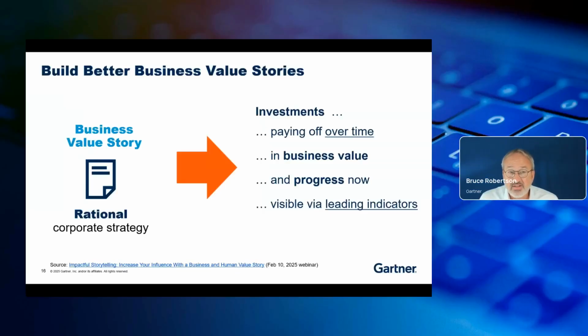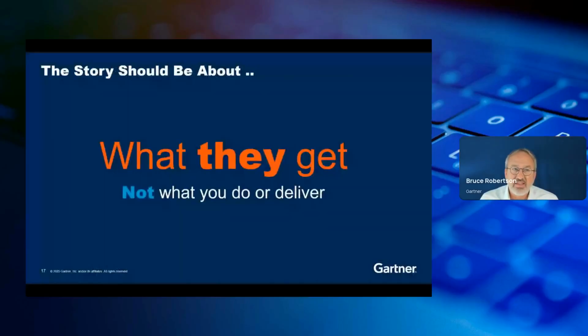So we want to show all of these things. And if you're thinking about, we haven't even started the project yet, what do we do? Then we're talking about what are the expected benefits and what are the leading indicators that we can track during the execution of the project to see that we're making progress. So a business value story is about an investment that's being made. Now, it's not much about what IT itself is doing. It's all about what they get, not about what you're doing or delivering.